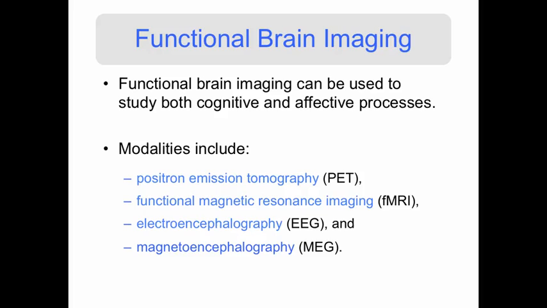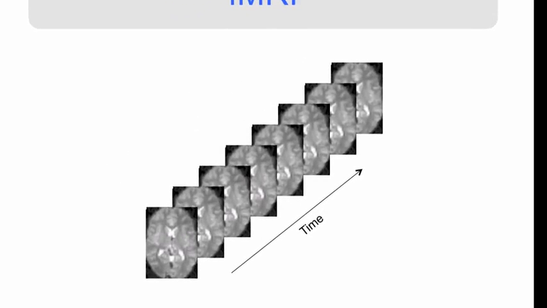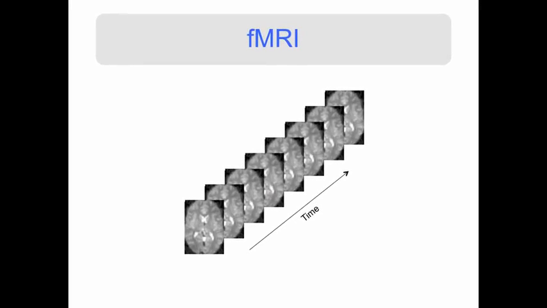Functional brain imaging can be used to study both cognitive and affective processes. Here, modalities include positron emission tomography or PET again, functional magnetic resonance imaging or fMRI, which is the functional analog of MRI that we just discussed, EEG and MEG. Here's an example of some fMRI data. And here we have a bunch of images that are measured over time. That's where the function of functional MRI comes in. Now, we'll study changes in these images over time while the subject performs some set of experiments.